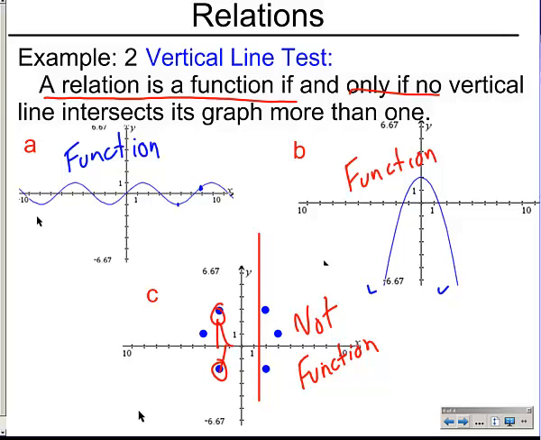So the vertical line test becomes pretty easy once you see a graph visually. You can use your pencil or actually just draw a series of vertical lines to represent the vertical line test. If it passes the vertical line test, it's a function. If it doesn't, it's not a function.